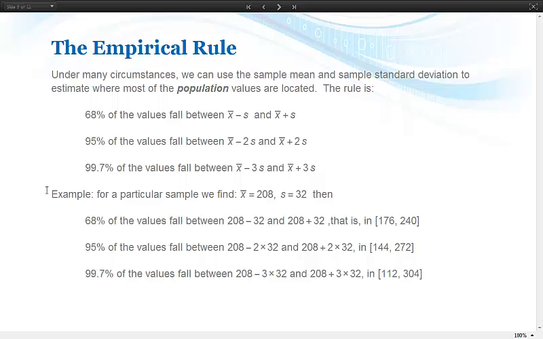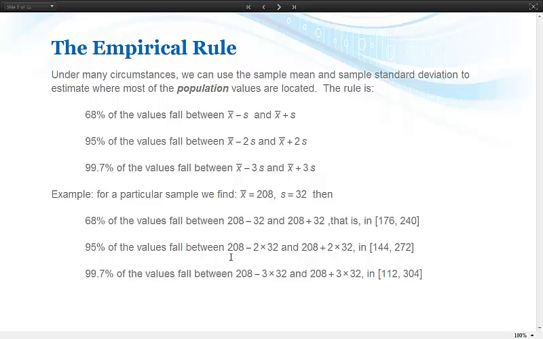So by way of example, we can consider a data set where the sample mean was 208 and the sample standard deviation was 32. So the central 68% of the values will be found between 208 minus 32, that's x bar minus s, up to 208 plus 32, x bar plus s. Well, 208 minus 32 is 176, and 208 plus 32 is 240. So this range, 176 up to 240, will hold the central 68% of the values. Almost 70% of the values will fall in that range.